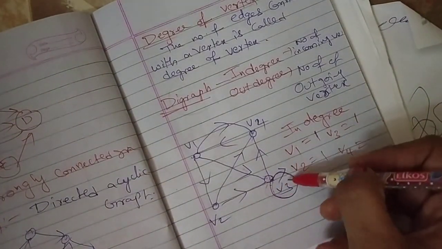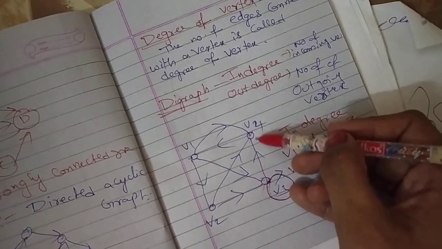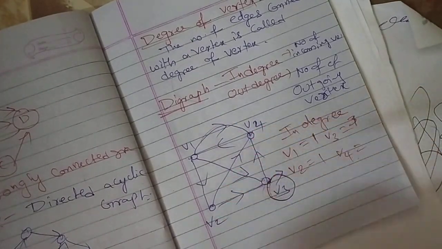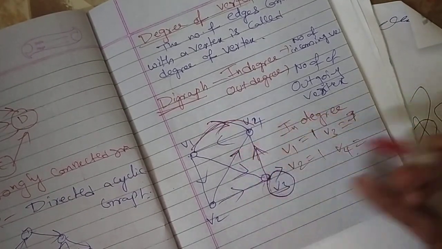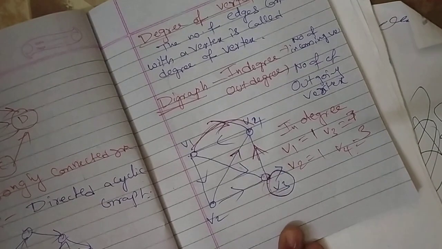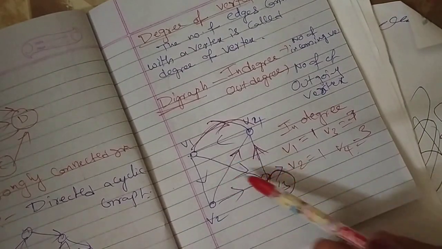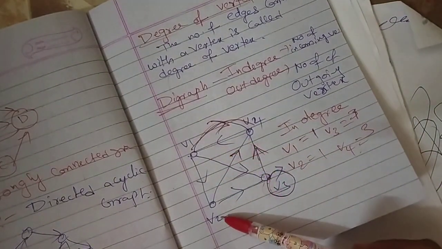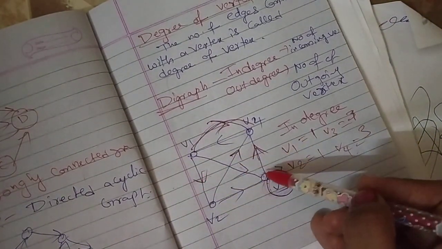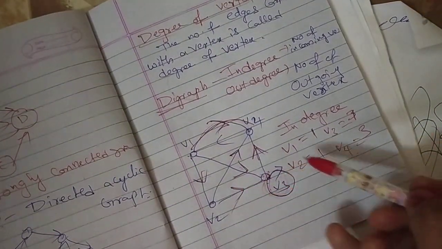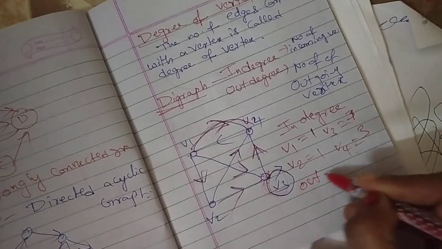For V3, in degree 1, 2, 3. Right? V4, 1, 2, 3. May I have missed anyone? No. If I am not correct, please do correct. Alright. In degree of V1 is 1. In degree of V2 is 1. In degree of V3 is 3. In degree of V4 is 3. Fine. And next, tell me the out degree.